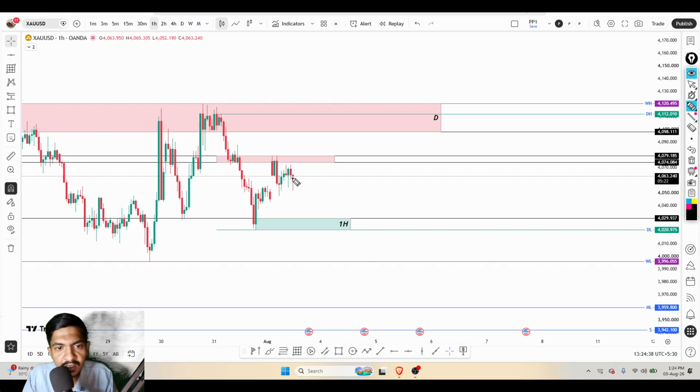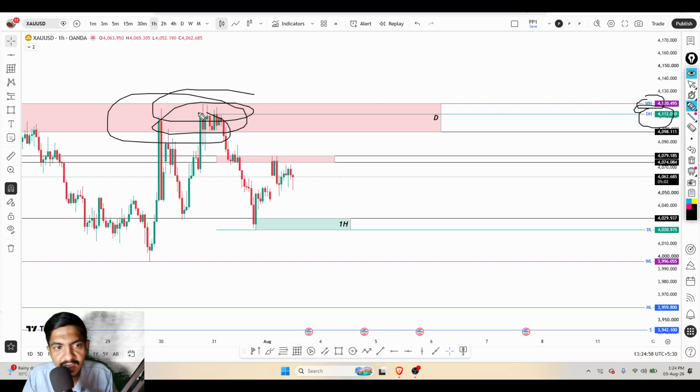And in the worst case scenario, the market can go and liquidate this because we have the daily high, we have the weekly high. So you have to collect the evidence. The more evidence you have, the better trading opportunities we will be getting. So we have the weekly high, we have the daily high. Both the highs are here.